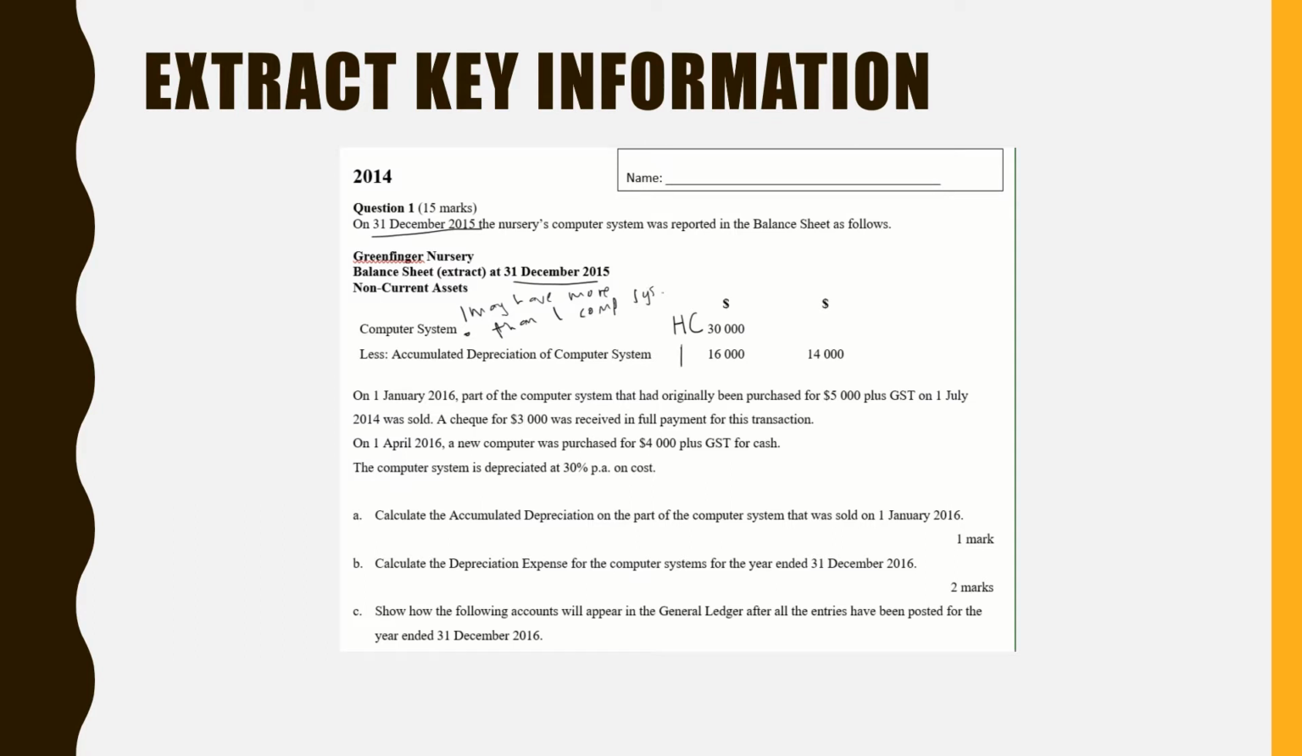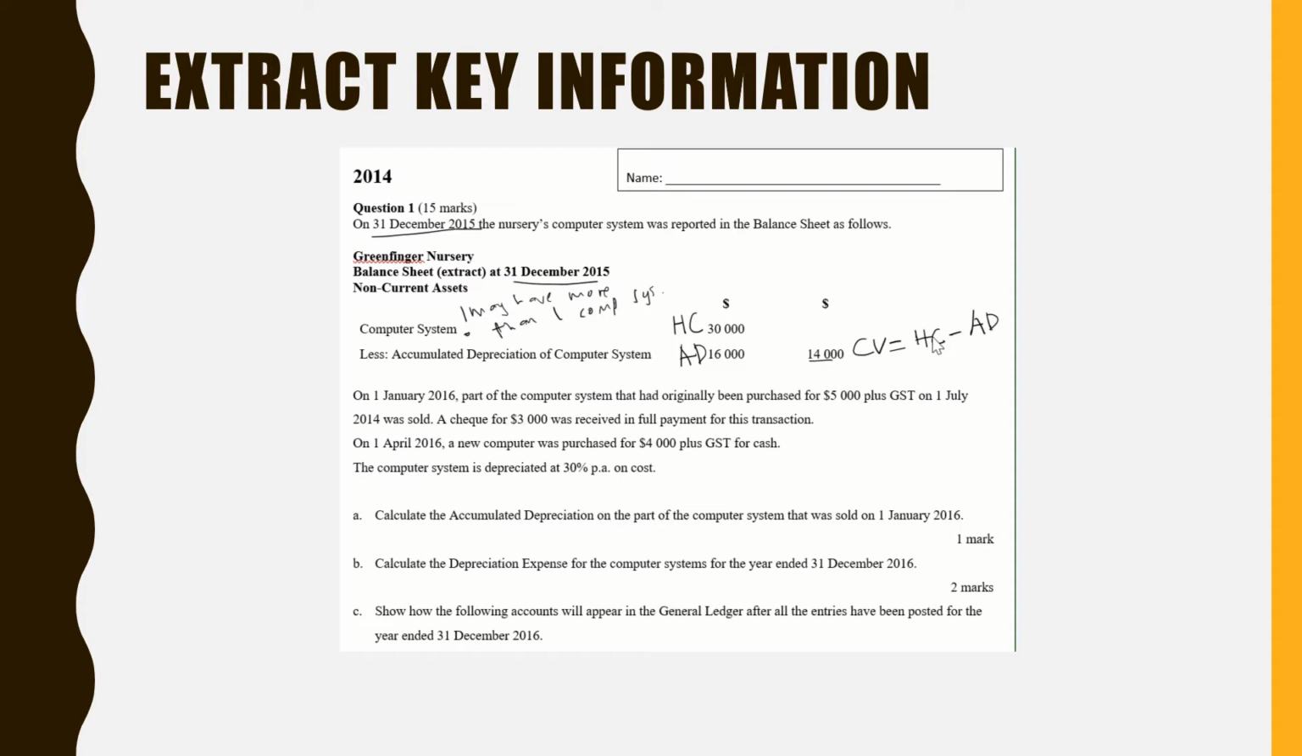Here I'm given the accumulated depreciation, and with that, this 14,000 therefore represents the carrying value of the computer systems as at 31st of December 2015. Now I'm just going to write this on the side here just to prompt myself, and you can even see from this balance sheet extract, historical cost minus the accumulated depreciation will give us the carrying value.